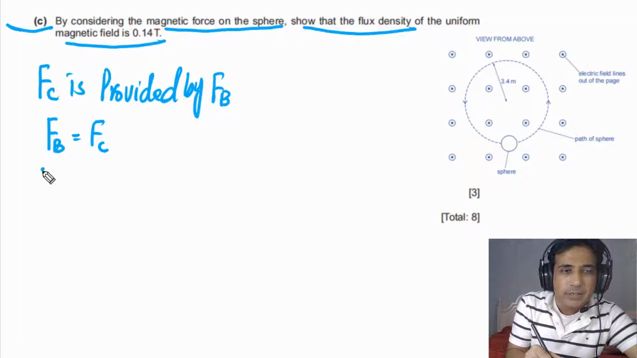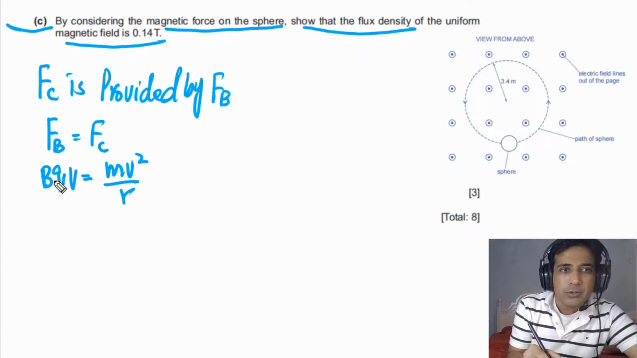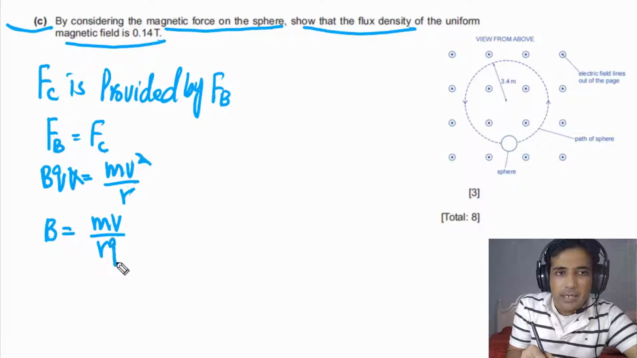So FB is equal to BQV, and centripetal force is equal to mv squared divided by r. In this case, we need to calculate B, so we can cancel this V with this one and rearrange. We can write down B is equal to mv divided by r times q. Now we simply need to plug in values.